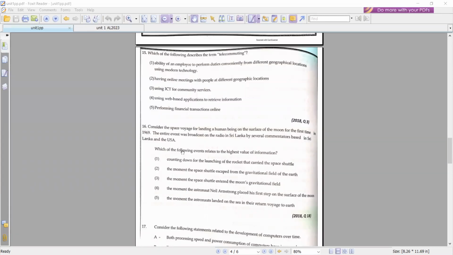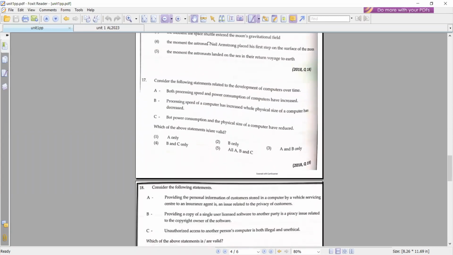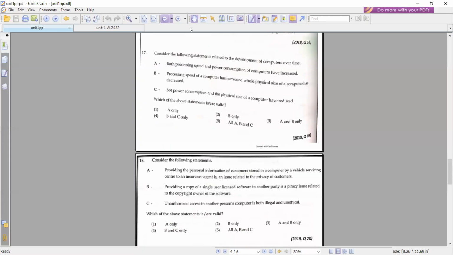Okay, we'll go to 17. Consider the following statements related to the development of computers over time. Both processing speed and power consumption of computers have increased. No. Processing speed has increased, but power consumption has decreased. So that's wrong. A you can't take.